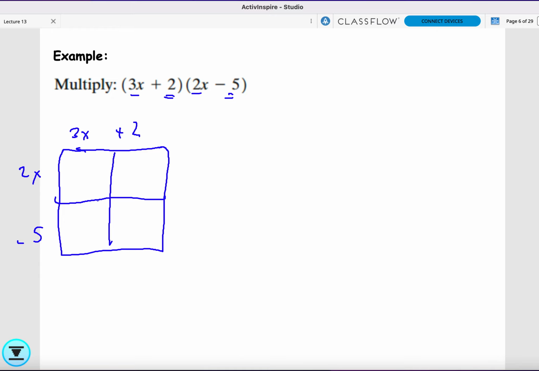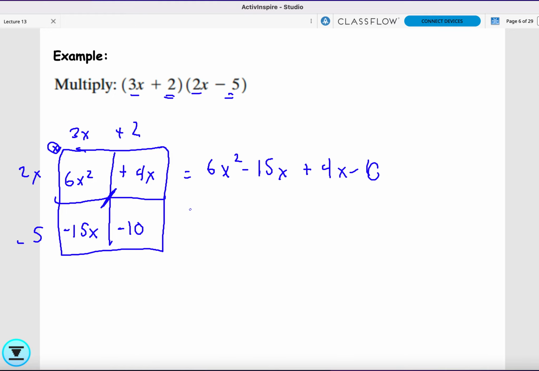And then you just multiply this. 2x times 3x is a times symbol right here. So 2x times 3x is 6x squared. 2x times 2 is plus 4x. Negative 5 times 3x is negative 15x. Negative 5 times 2 is negative 10. These are like terms we can combine here. So we get 6x squared minus 15x plus 4x minus 10. Combine like terms, so we get 6x squared minus 11x minus 10, and we're done.